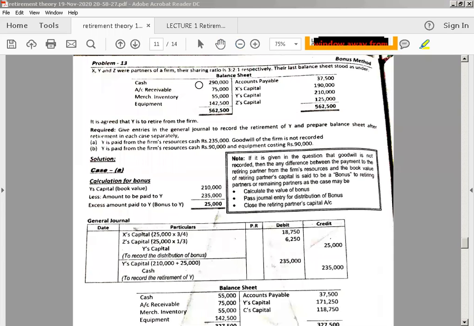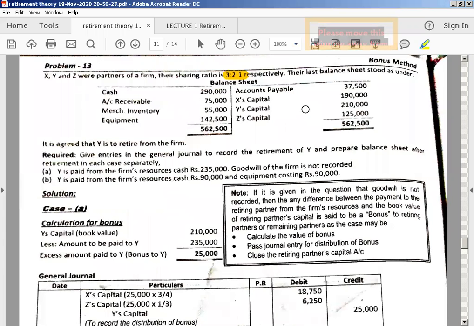Now, what I have to do for the bonus method, we have again X, Y, and Z partners. Their sharing ratio is 2 is to 3 is to 1. I will make it enlarged for you people. Now it is clear. The last balance sheet stood as under. We have the balance sheet: the debit side is your assets, the credit side is your equities. It is agreed that Y is the retiring partner. We have to underline the capital of Mr. Y. Then we have the two cases, A and B. Y is paid from the firm resources 235.